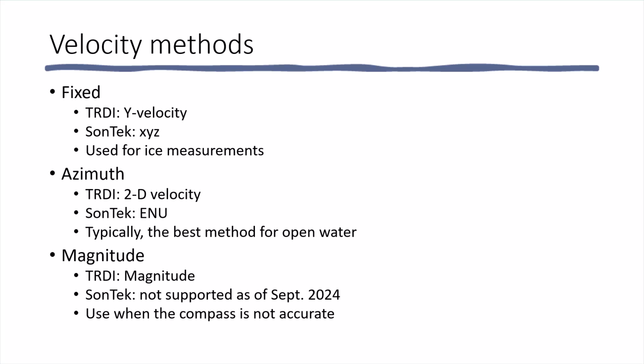The magnitude method, called the same by TRDI and not available from SONTEC as of September 2024, can be used if the ADCP cannot be held in a fixed orientation and the ADCP has no compass or site conditions prohibit accurate ADCP headings to be measured due to presence of magnetic interference. When using the magnitude method, it is the user's responsibility to measure any angles of flow to the cross-section and enter those angles and/or correction coefficients.